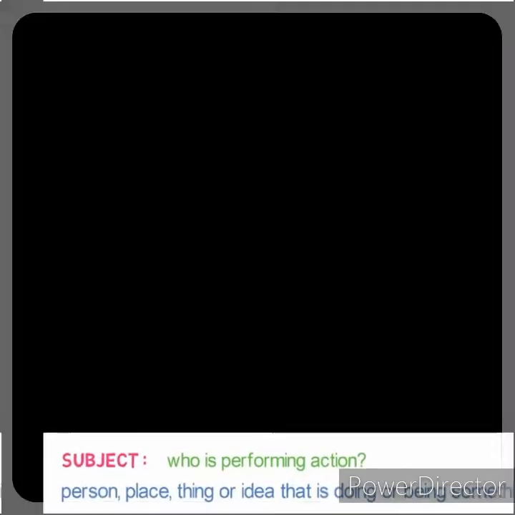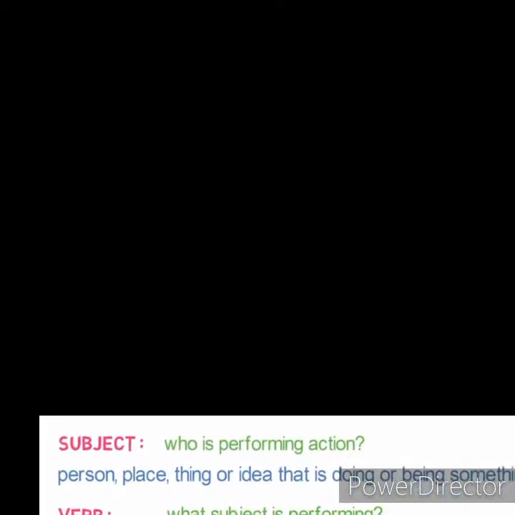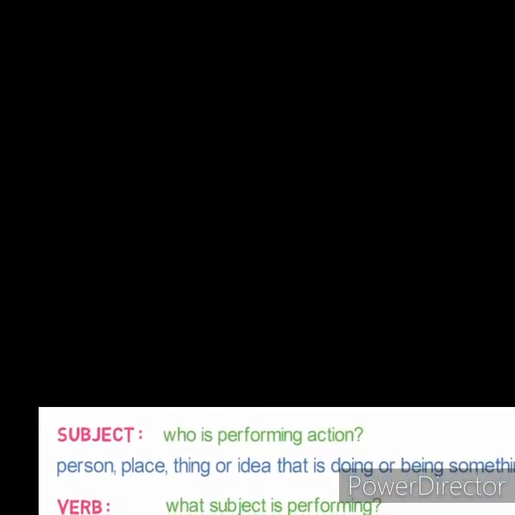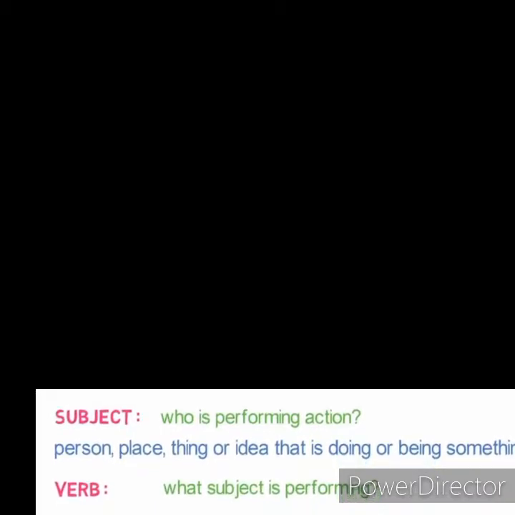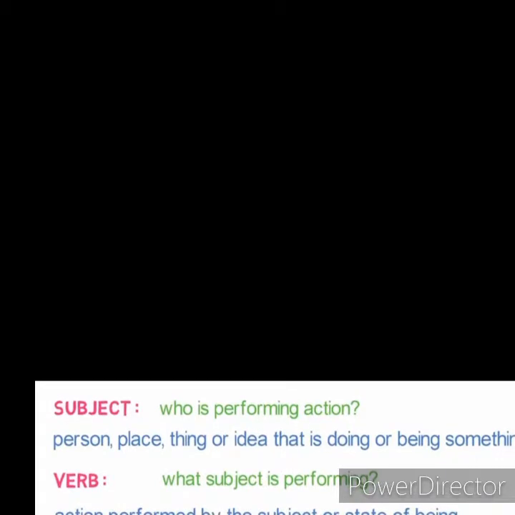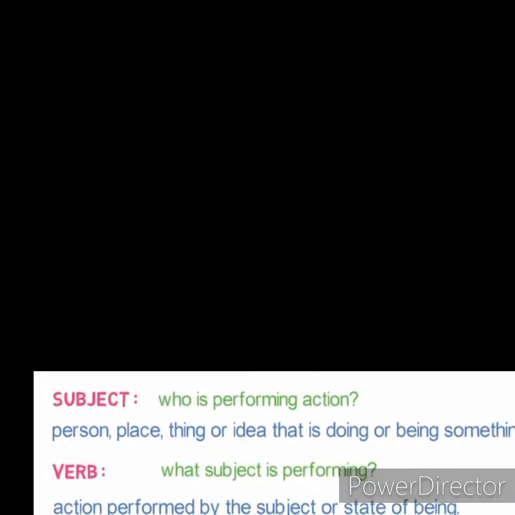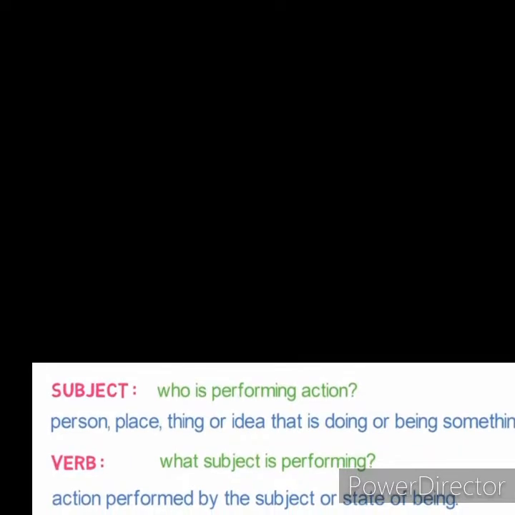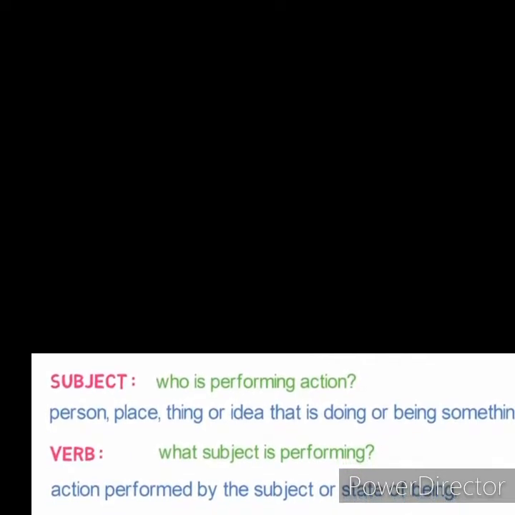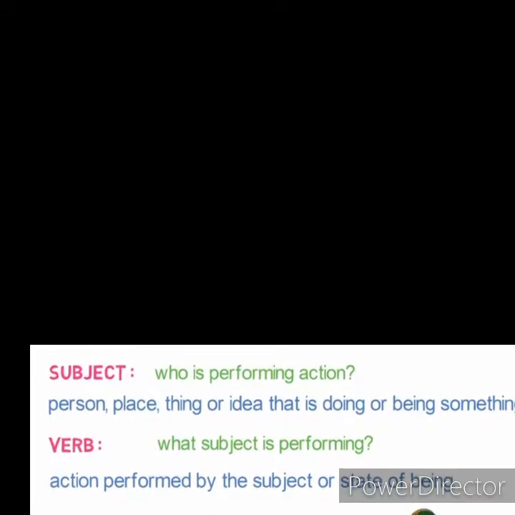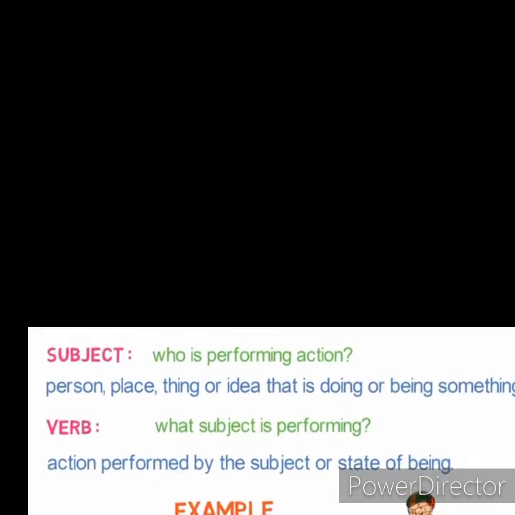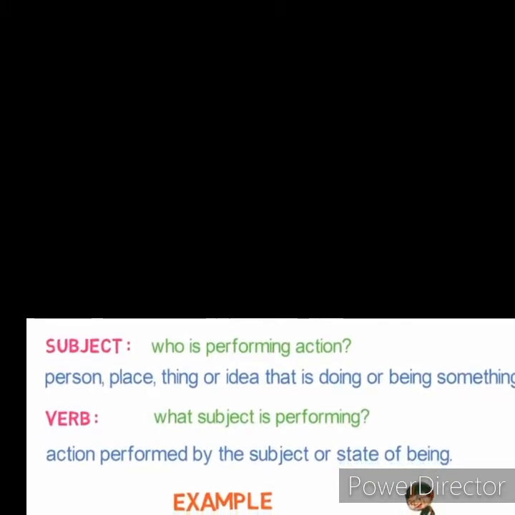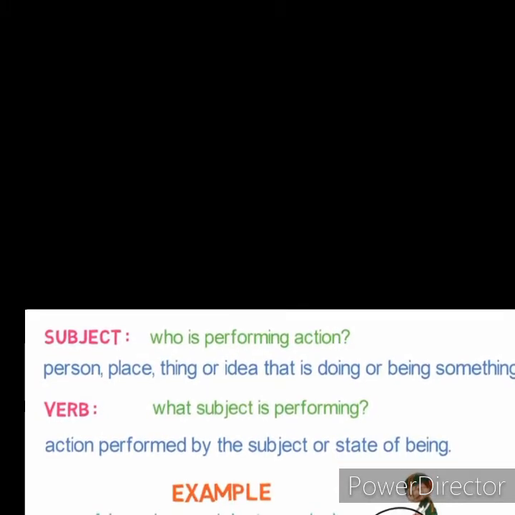Now, what is a subject in a sentence? A subject in a sentence can be a person, place, thing, or idea that is doing an action or is being something. Next, what is a verb in a sentence? The action that is performed by the subject, or a state of being, is basically a verb in a sentence.